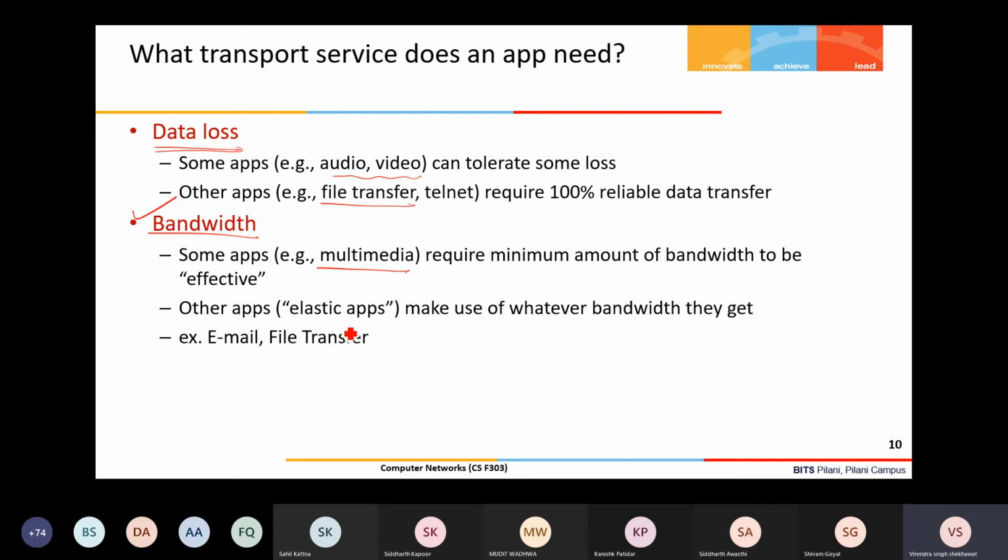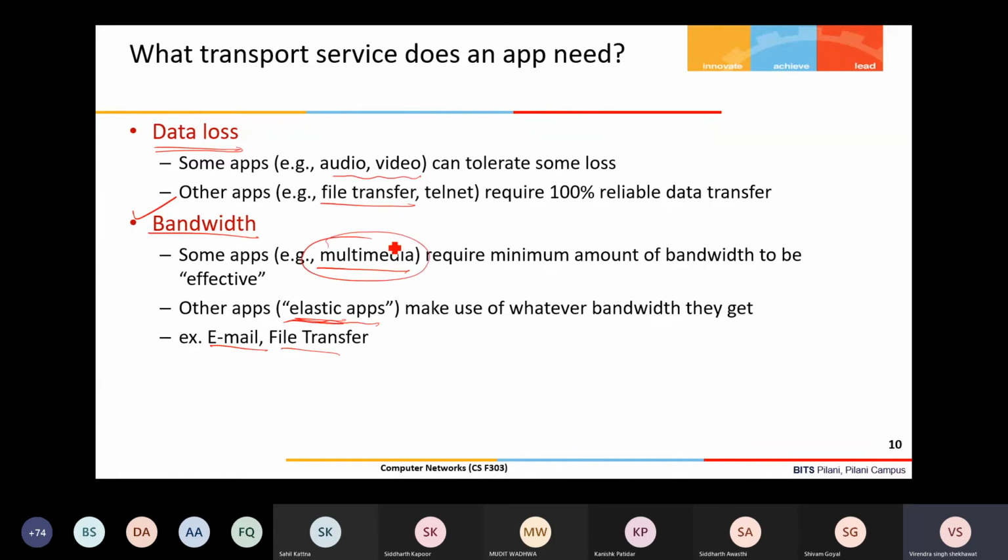But there are other applications which we categorize as elastic applications, meaning they can work with whatever amount of bandwidth is there. Even if it is a few kbps, it will work, and if it is Mbps, it will also work. File transfer or email applications don't bother whether the bandwidth is low or high. If bandwidth is more, the file transfer happens fast, maybe in a few seconds. Otherwise, a large file may take a few minutes, depending on how much bandwidth is available. So we categorize these as elastic applications, meaning they adjust to whatever bandwidth is there.